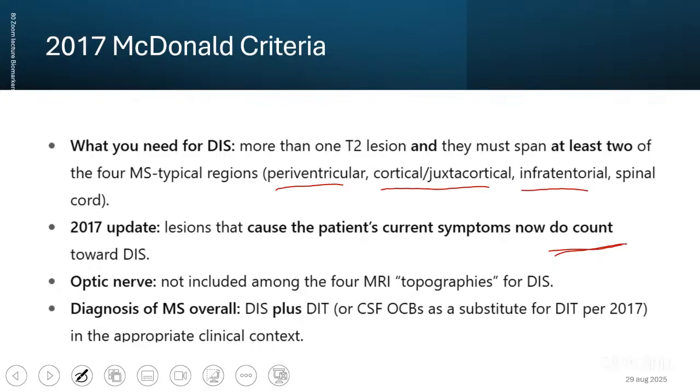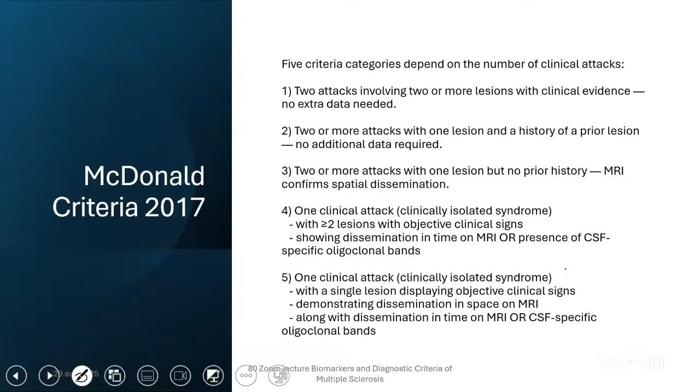Optic nerve is not included here among the four MRI topographies for DIS. That is the fifth topography that is included in the 2017 criteria. The overall diagnosis is dissemination in space plus dissemination in time, or CSF OCBs as a substitute for dissemination in time per the 2017 criteria, in the appropriate clinical context. So the five criteria categories of 2017 are based on the number of clinical attacks, like in Poser criteria.